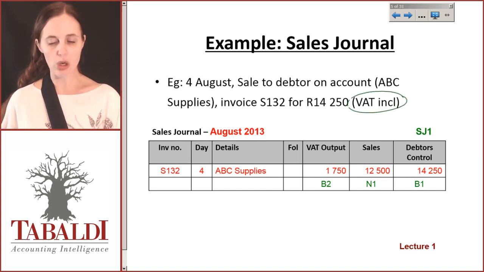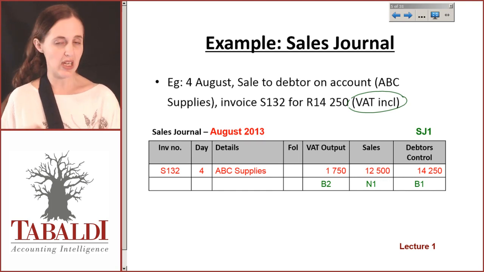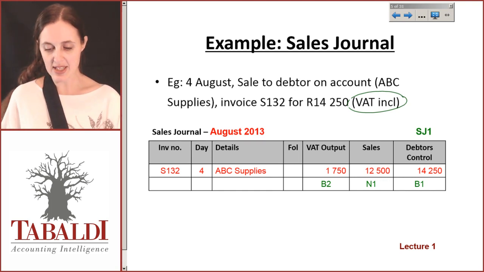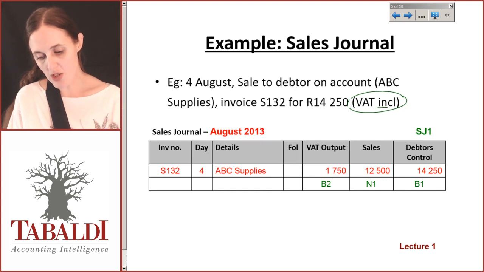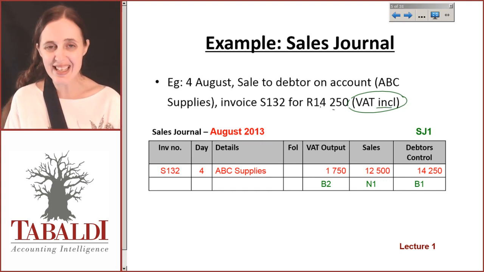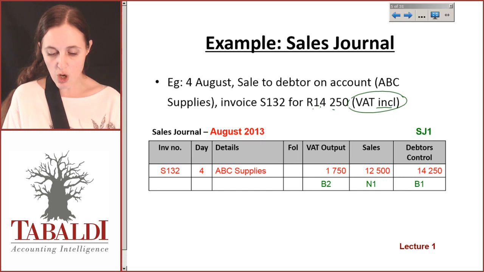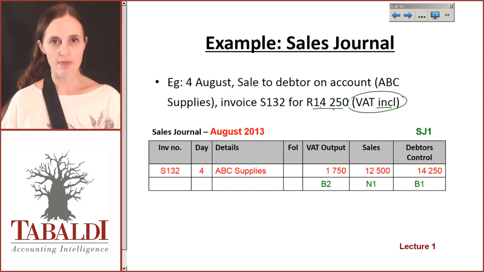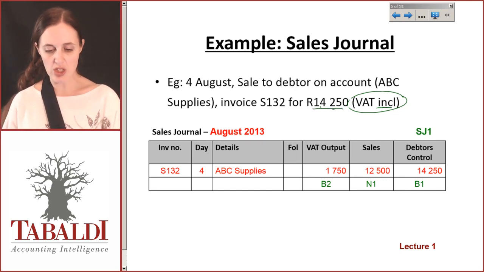Always note how they talk about the amount. Is it VAT exclusive? Is it VAT inclusive? Are you dealing with VAT? In this case, they're saying to you that the 14,250 already includes VAT. So this is the total value of the sales invoice, the 14,250.